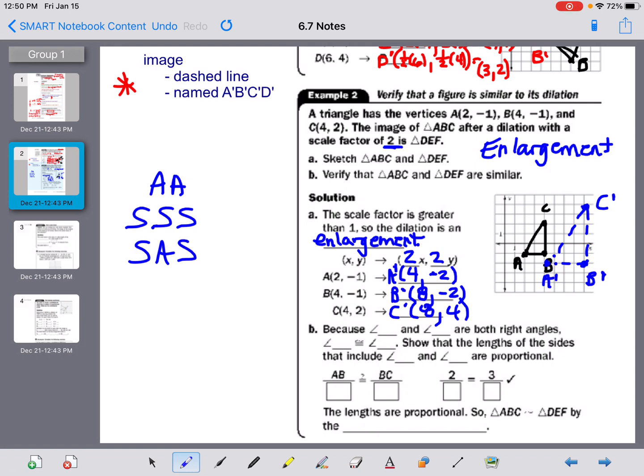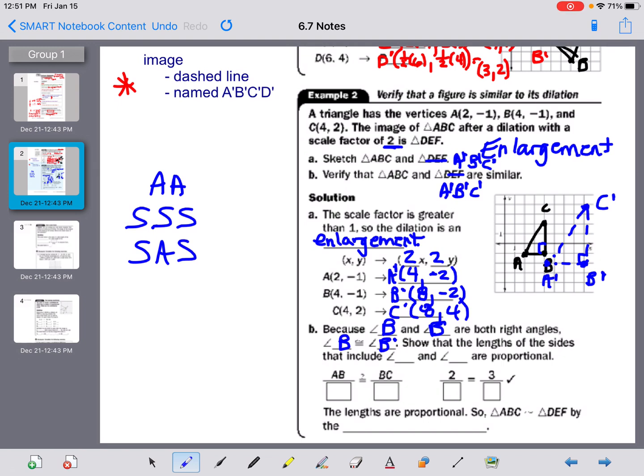I would say I can, right here, right? Angle B and angle B prime, because definitely a horizontal and a vertical line together make a 90-degree angle. So because angle B and angle B prime are both right angles, we know angle B and angle B prime are similar, okay? And by the way, we call these A prime, B prime, C prime.